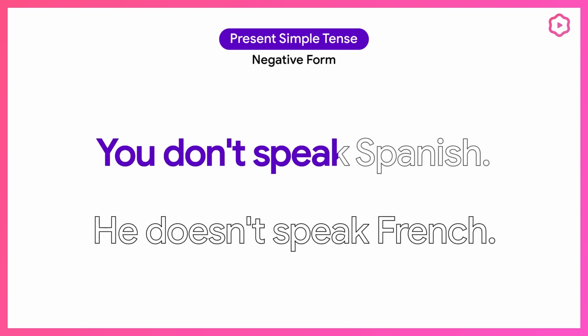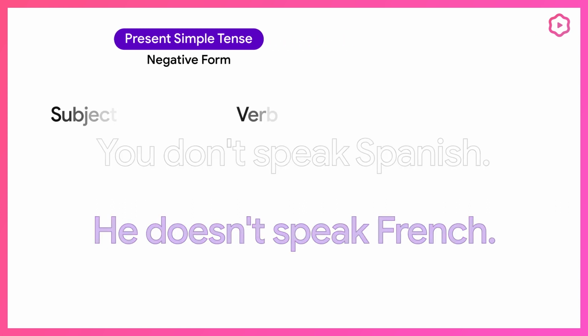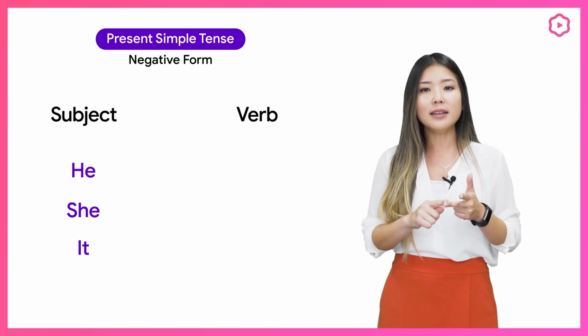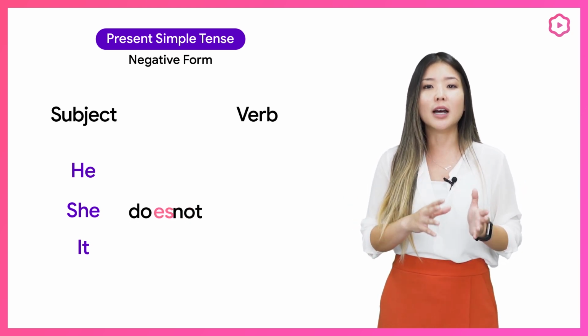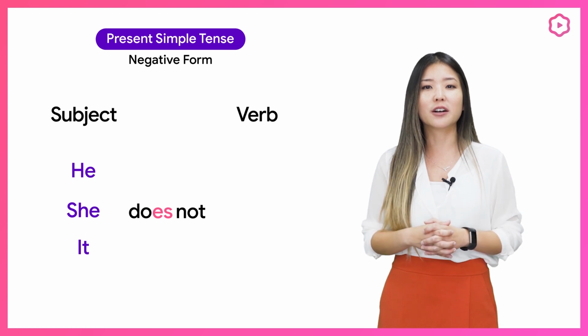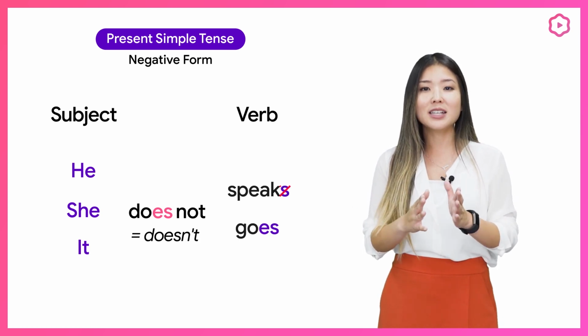You don't speak Spanish. In this case, we put don't in between you and speak. It's a contraction for do not. In the second sentence, it says he doesn't speak French. If the subject is he, she, or it, it's a little bit different. Instead of do not, we use does not. There's a contraction here, doesn't. You'll notice that for the verbs, we don't add S or ES to the end.